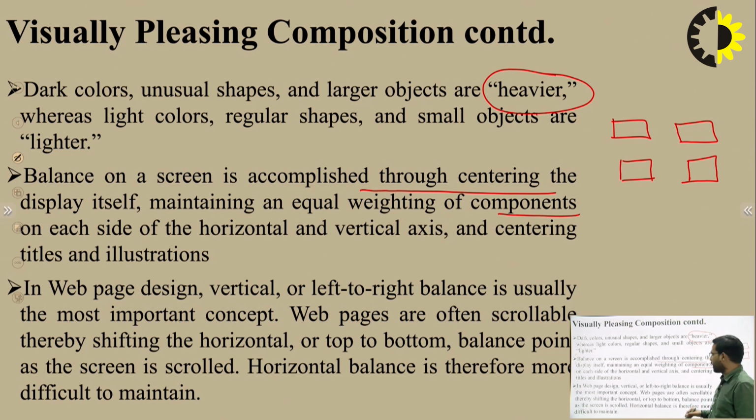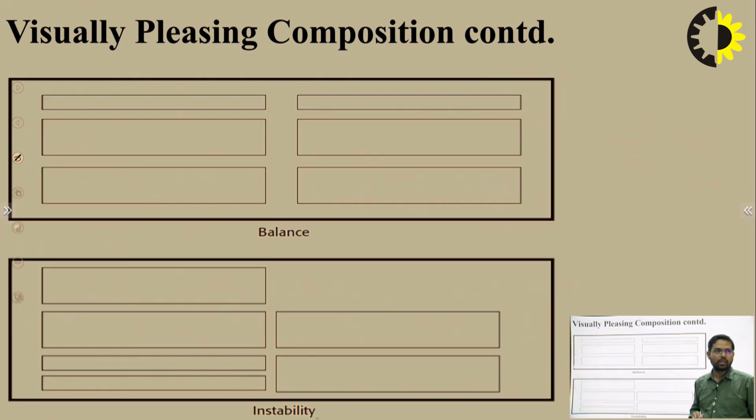Okay, so in web page design, vertical or left to right balance is usually the most important concept. Web pages are often scrollable, thereby shifting the horizontal and top to bottom balance point as the screen is scrolled, and horizontal balance is therefore more difficult to maintain. For example, that is the balance here: the same boxes are on the left and right. But in this next one is instability. In this instability, here is the box, but there is no box in the matching position. So that's why it is not good from your screen's point of view.